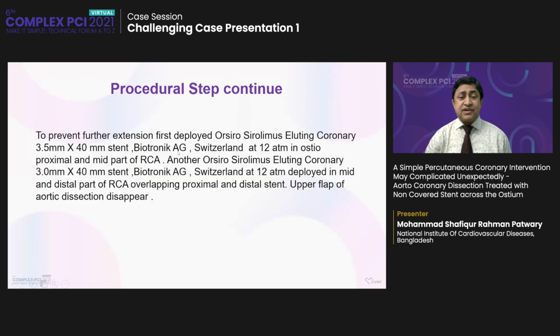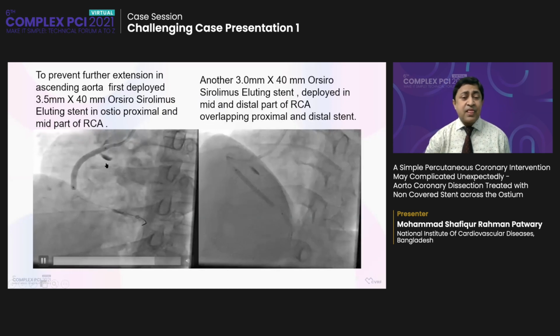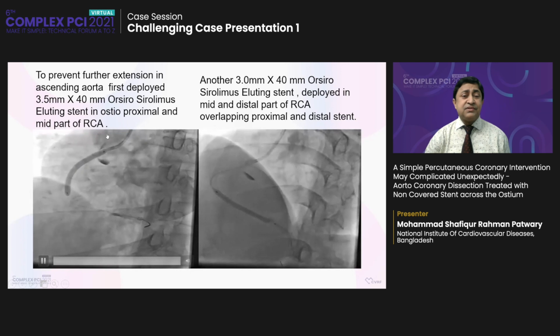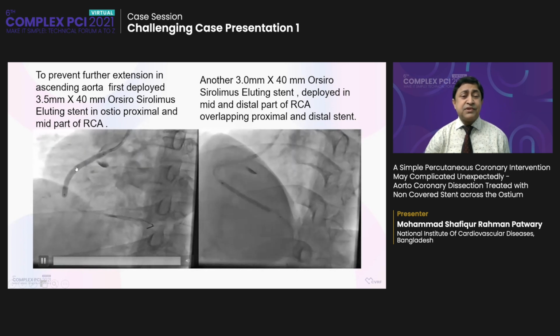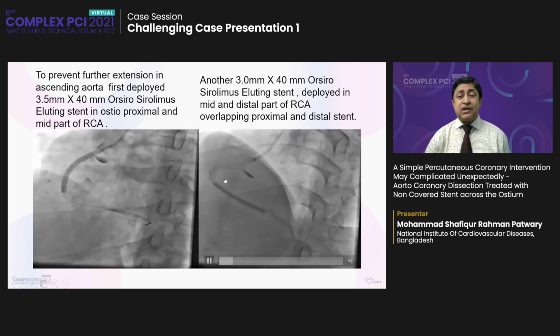To prevent further extension, we first deployed the drug-eluting stent, an Orsiro stent, 3.5 by 40 millimeter, in the ostioproximal and mid part of the RCA. After deploying the first stent, the patient's hemodynamic status improved, and another 3 by 40 millimeter stent was deployed in between the first and second stent. The upper flap of the aortic dissection disappeared after this procedure. Here we show that to prevent further extension to the ascending aorta, we deployed the first stent in the ostioproximal and mid part of the RCA, and another stent in between the first and second stent.